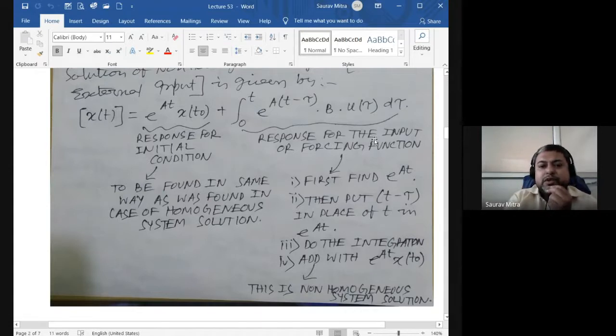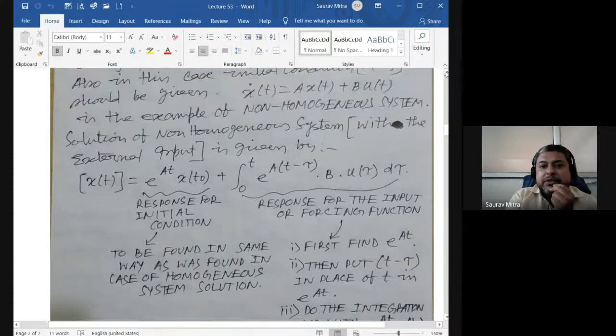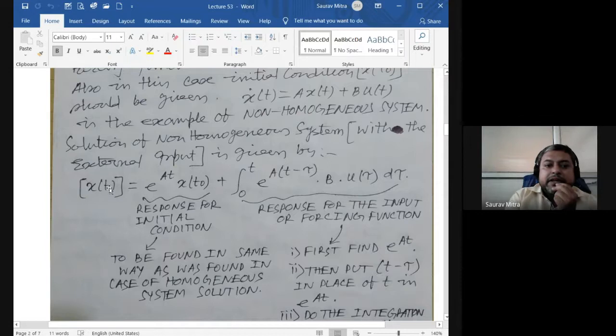So this is the response for the input or forcing function. We are finding x1(t) and x2(t), and in that solution x(t) is the solution of the state variables. So x dot = Ax(t) + Bu(t) is given, and we are trying to find out what x(t) is. x(t) is nothing but this matrix, x1(t), x2(t), and this is nothing but ZIR plus the forcing function response.